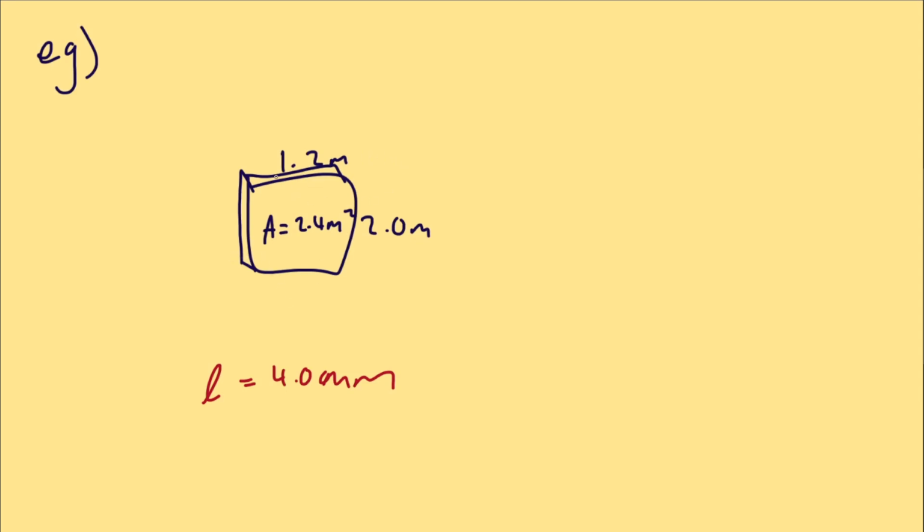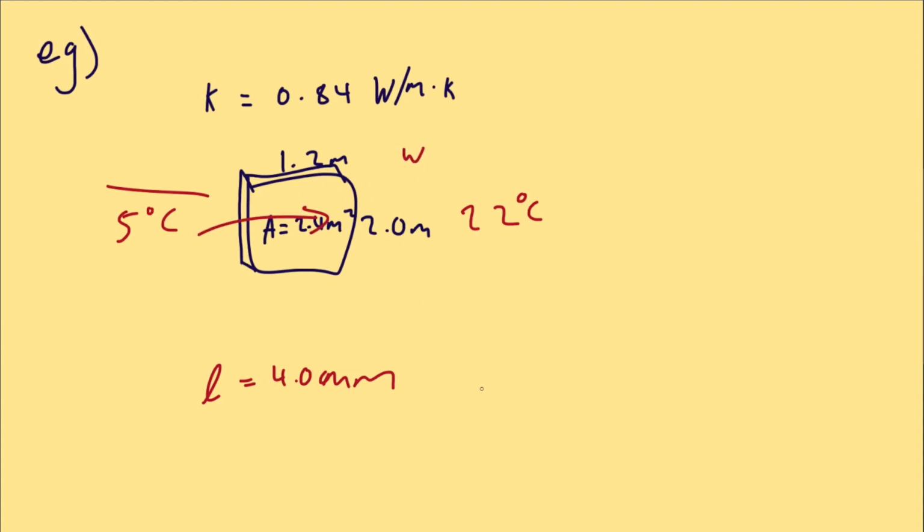Anyway, inside your room, on one side of the window, it's 22 degrees Celsius. But on the outside, it's 5 degrees. Glass has a thermal conductivity of 0.84 watts per meter Kelvin. That's the unit. And we're trying to find the rate of heat loss, in watts, through this glass window using conduction. Let's write our formula first.